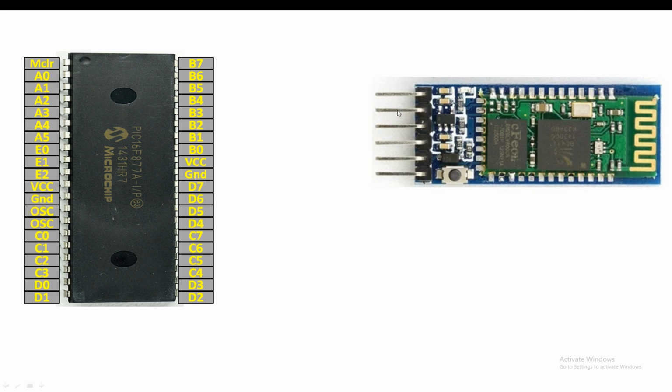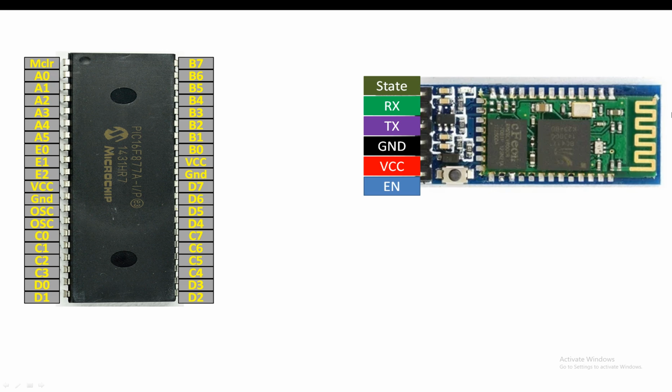We have a total of 1, 2, 3, 4, 5 and 6 pins. If you hold it like this, then let me label them. The bottom pin that's next to the button is the enable pin. Then we have the VCC pin, then the ground pin, then TX, then RX, and then the state pin. As you can see, we have the TX and RX pins. It means that it's a UART based module, so you will need the UART pins of the PIC to interface this.